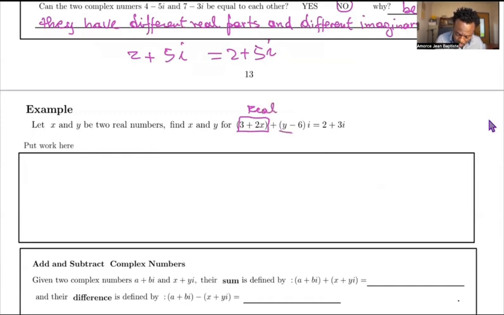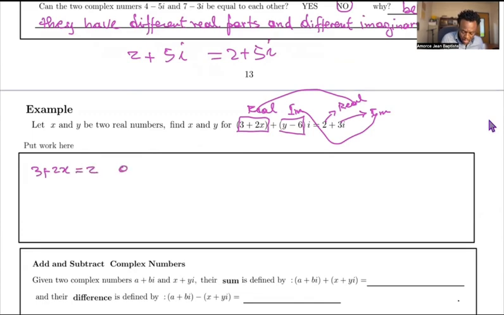And then that's the imaginary part. So that's the real, and that's the imaginary. So real should be equal to real and imaginary should be equal to imaginary in order for you to get equal complex numbers. So basically I need 3 plus 2x equals 2, and y minus 6 equals 3.